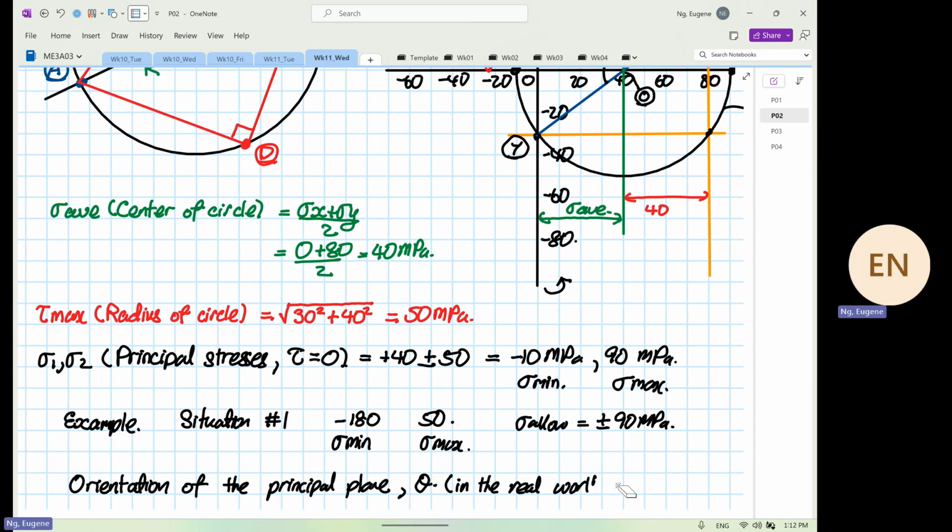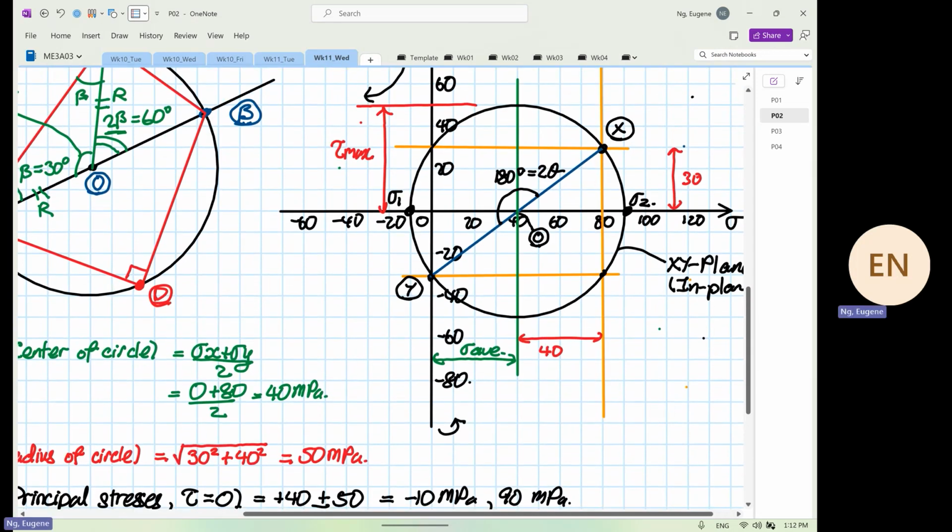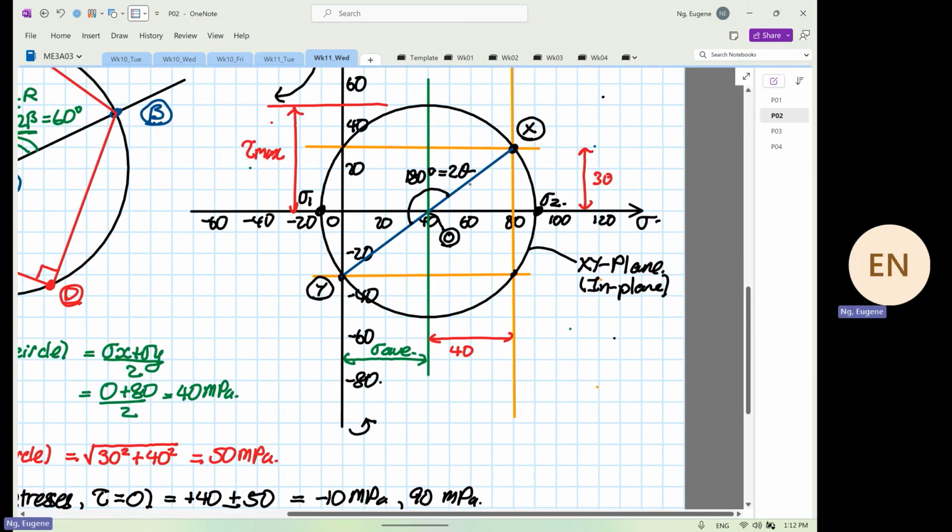Okay, theta in the real world. So over here, from X to the principal plane, you have to rotate by 2 theta. Now you understand why it is 2 theta, yes or no? Right? You can rotate from point X or you can rotate from point Y, and it is also equal to what? 2 theta. No difference.